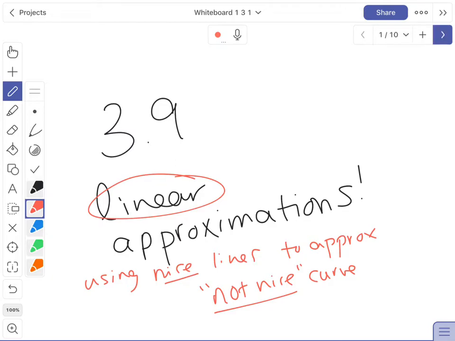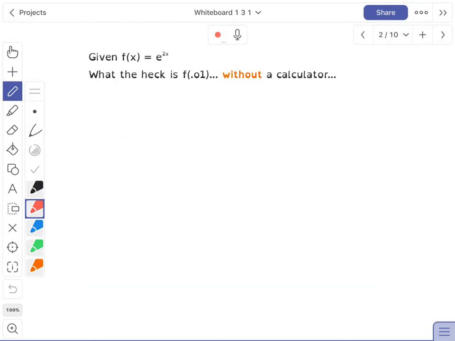So the motivation for the problem kind of starts like this. If we were given some function f of x equal to e to the power of 2x, what the heck is f of 0.01, especially without a calculator? So what I mean is, how would I figure this out? F of 0.01, so e to the 2 times 0.01 power. So what is e to the 0.02 power? Well, I have no idea, especially without the use of a calculator. I can make some guesses, right?